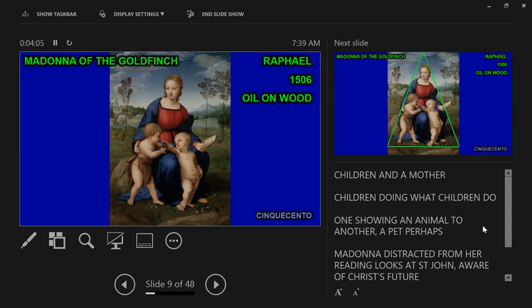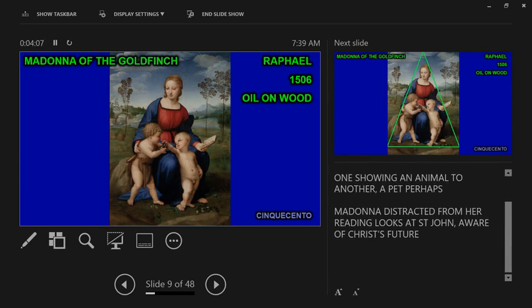Anyways, we have children and a mother. The children are doing what children do. One child is showing an animal to the other. Perhaps it's a pet. And Madonna is distracted from a reading, and she looks down at St. John, aware of Christ's future. What's Christ's future? Yeah, he's going to get crucified on the cross.